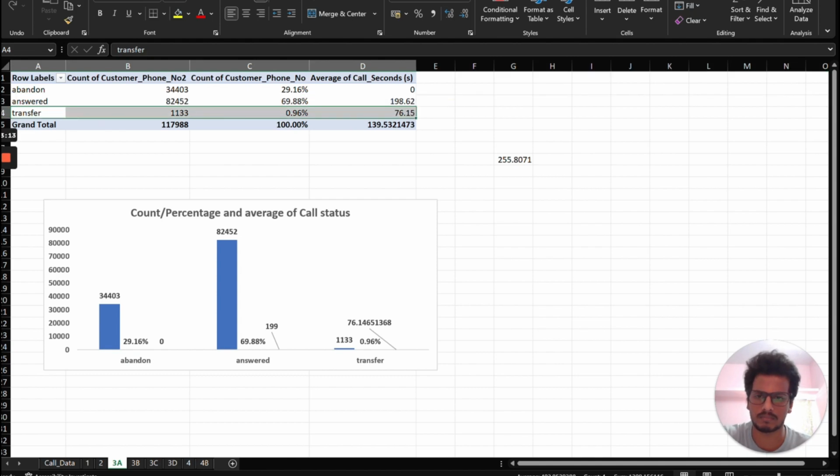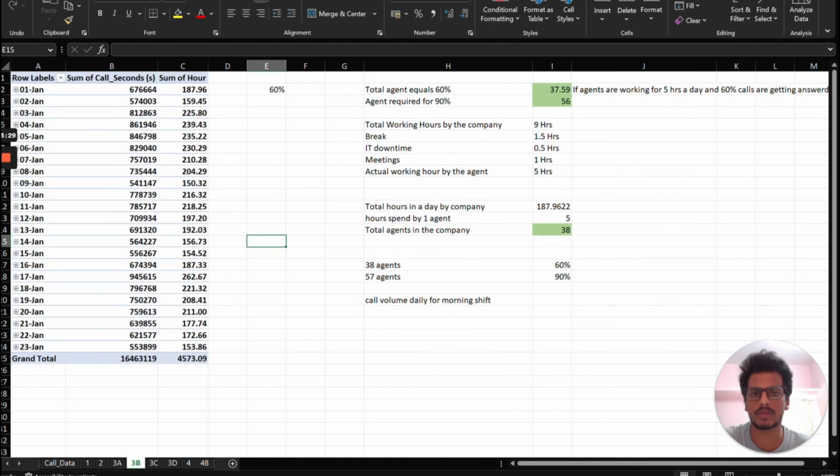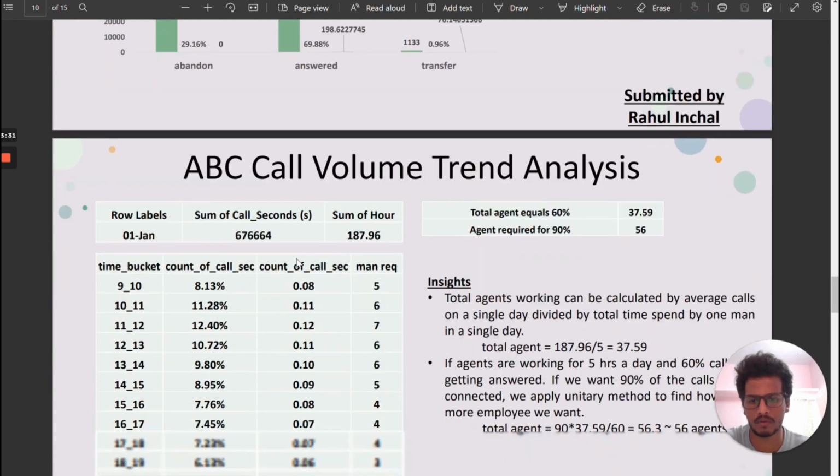Transfer is very less, 0.96, almost 1%, fine. Now this is 34,000 and 29.16% and 0 seconds. Answered this and this, the graph states everything. Now next question, or next part of it.